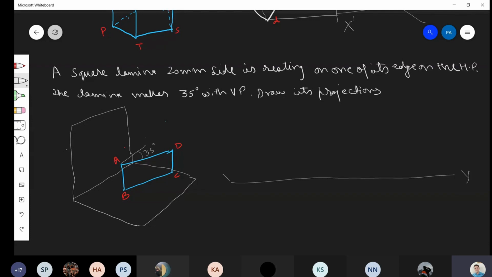In the earlier case, it was parallel to VP. Now it is not parallel to VP. It is making some angle with VP. Means this DC is coming close to the observer, whereas A and B is at its place only. It's not moving. This D and C is making some angle and it is coming close to the observer.